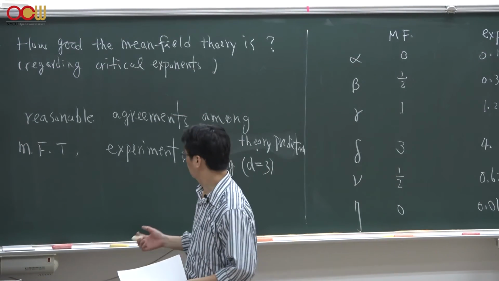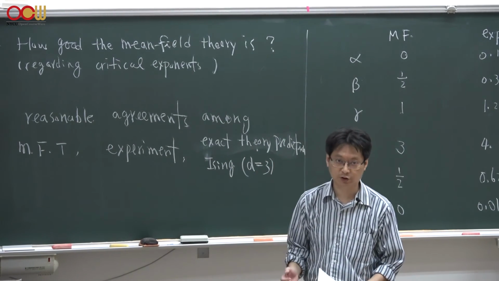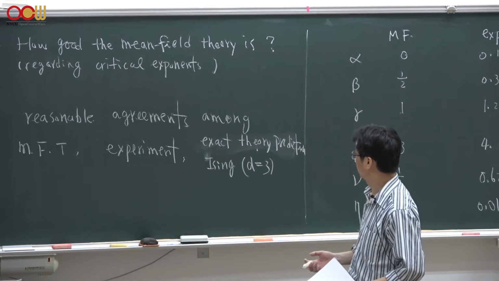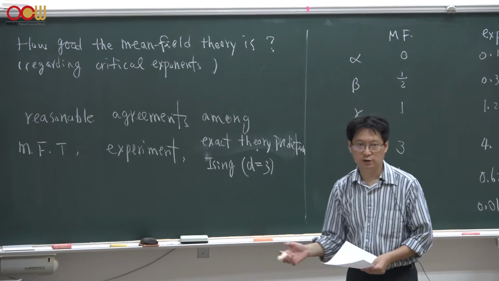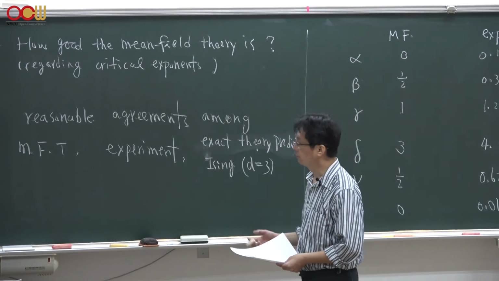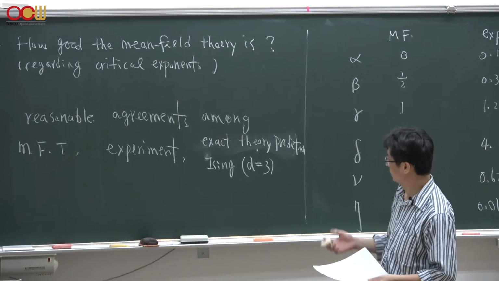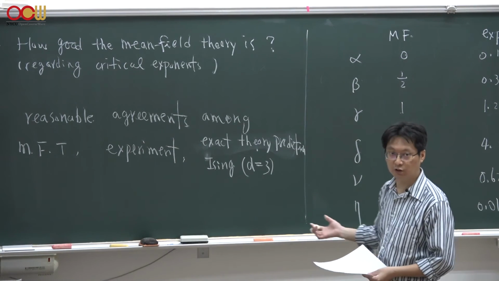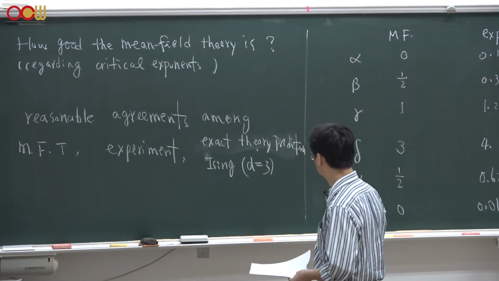So let me make some final remarks regarding the mean field predictions and how good they are at predicting the critical exponents. A short conclusion is that the mean field predictions are in reasonable agreement with experimental data, and also with the exact theoretical predictions for the Ising model in 3D.